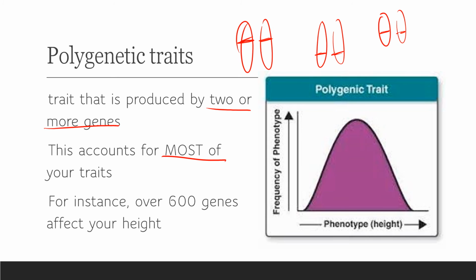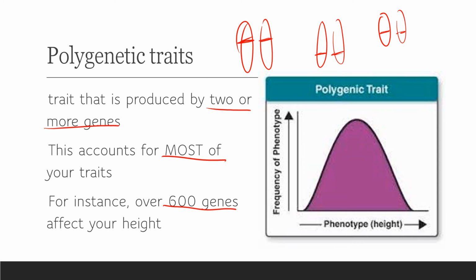Like eye color has like 15 different genes that control it. Height has like 40 something. There are 600 genes that affect your height. So each trait here has a lot of interactions from a lot of genes. These are not easy to figure out.